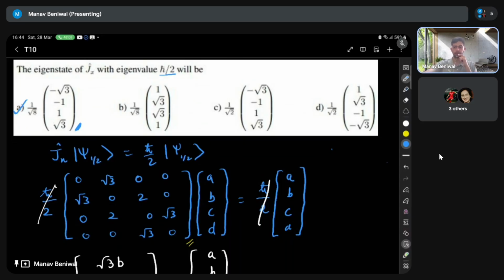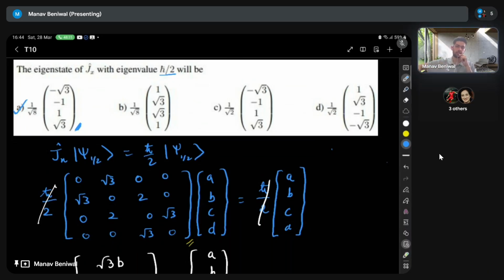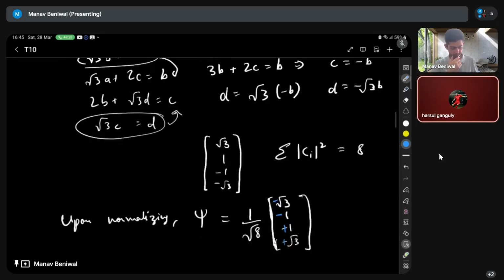And j equal to 5 by 2 will have 6 elements. Yes, so 5 by 2, 3 by 2, 1 by 2, and the negatives of these 3, so 6. So if for example this was a 6 element eigenvector, then we would have taken 5 by 2. That's it. That was the reason. Okay, let's move on then.